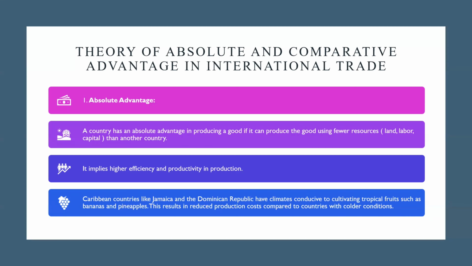One, we have absolute advantage. A country has an absolute advantage in producing a good if it can produce the good using fewer resources, like land, labor, or capital, than another country. It implies higher efficiency and productivity in production. Caribbean countries like Jamaica and the Dominican Republic have climates conducive to cultivating tropical fruits such as bananas and pineapples. This results in reduced production costs compared to countries with colder climate conditions.